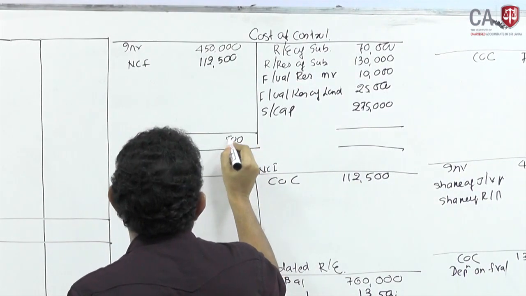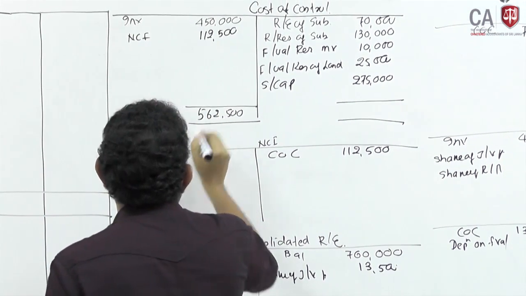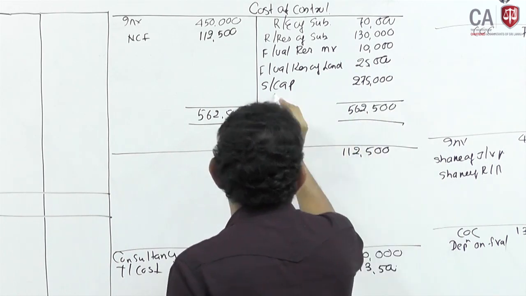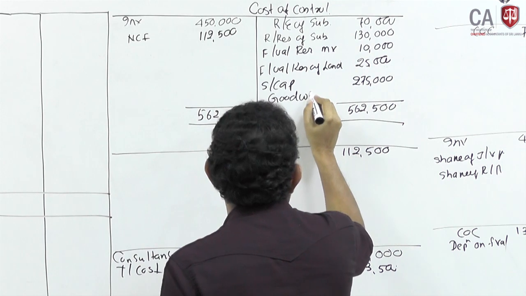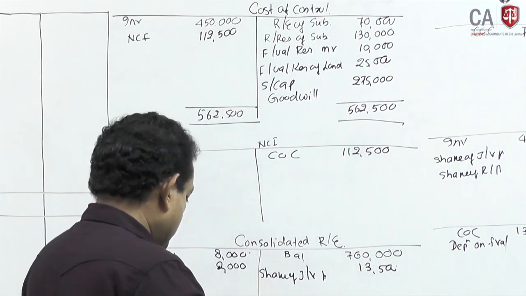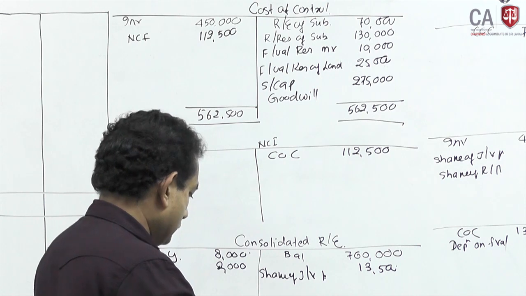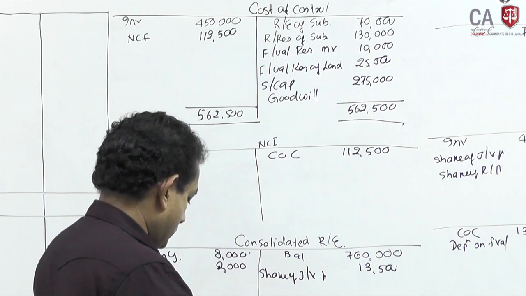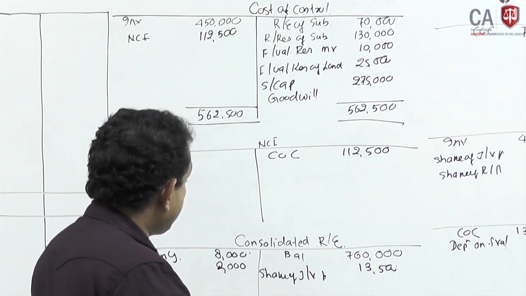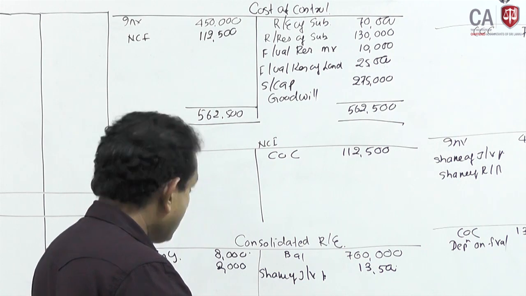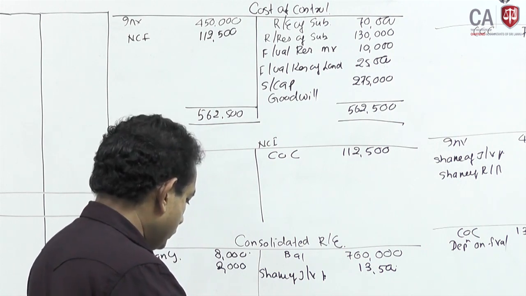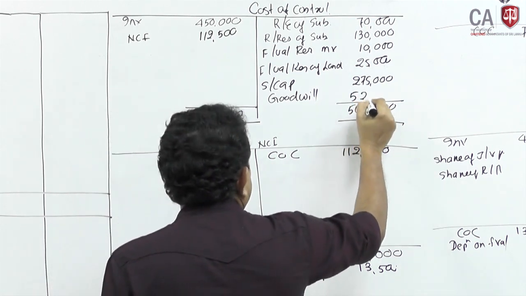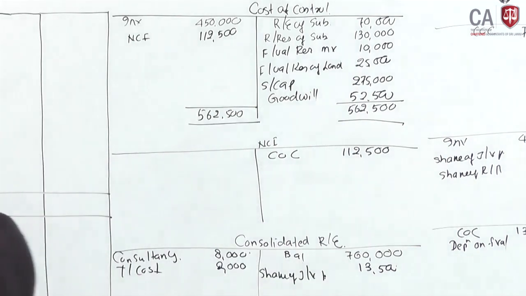Goodwill: 562,500 minus 70,000 minus 130,000 minus 10,000 minus 25,000 minus 275,000. It has to be 52,500. Goodwill should be 52,500.